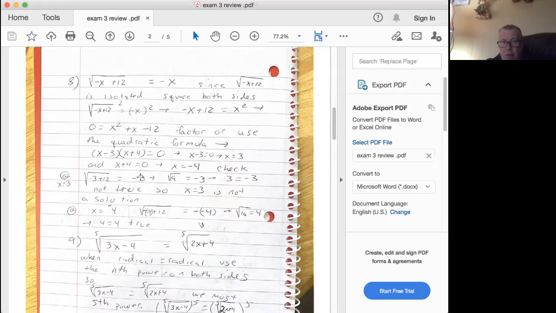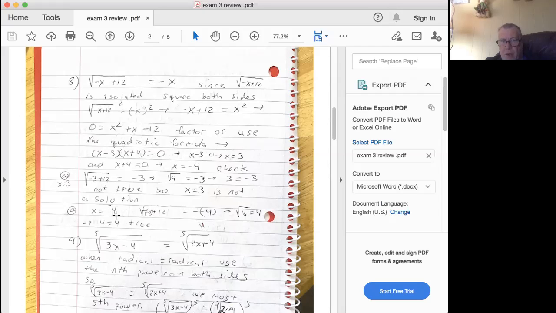So now let's check. When I plug 3 in, I get a minus 3 plus 12, which is 9. The square root of 9 is 3. And that would say 3 equals a negative x. Well, x was 3, so that means 3 equals negative 3. That's not true. So x equal 3 is not a solution.